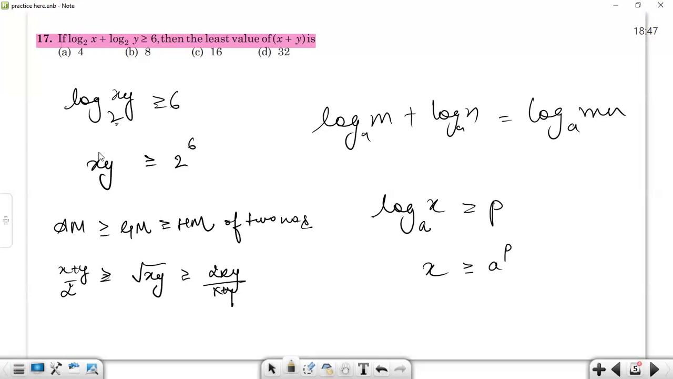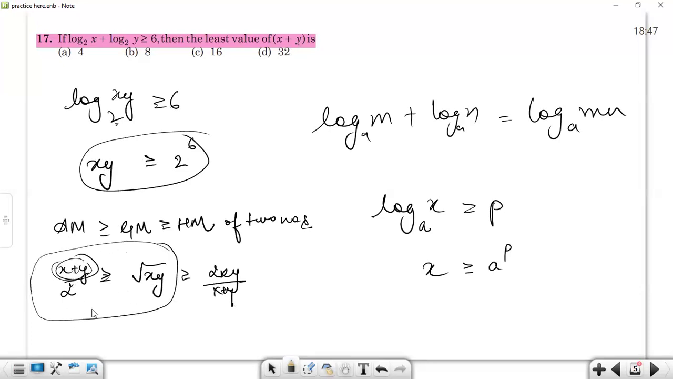So basically now we have xy in the picture. We do not know x plus y. Sorry, we need to find out x plus y. So let's use this inequality. Further, x plus y we need to find out. So (x plus y) divided by 2 will be greater than or equal to the square root of xy. What is xy?